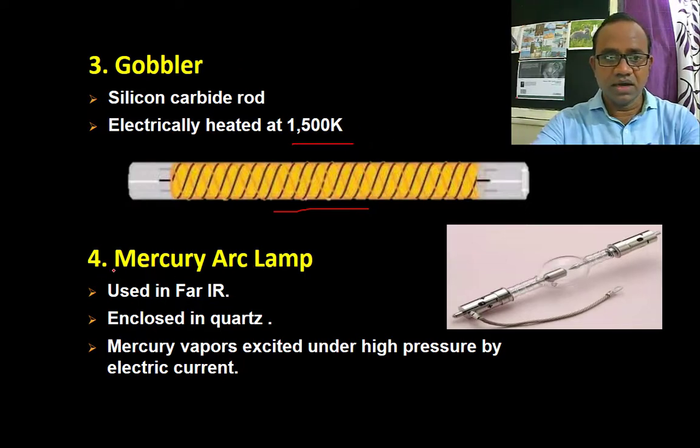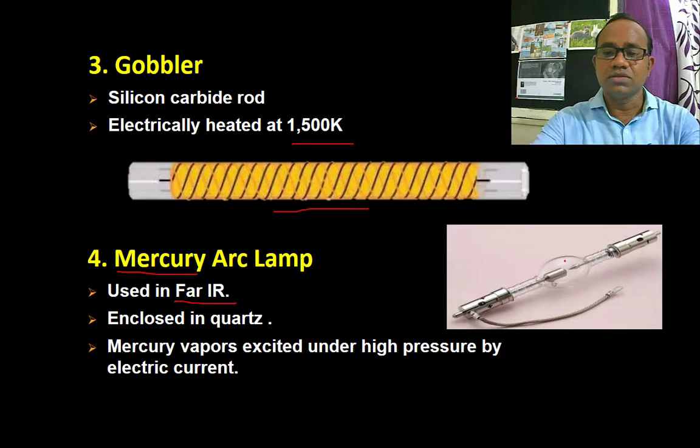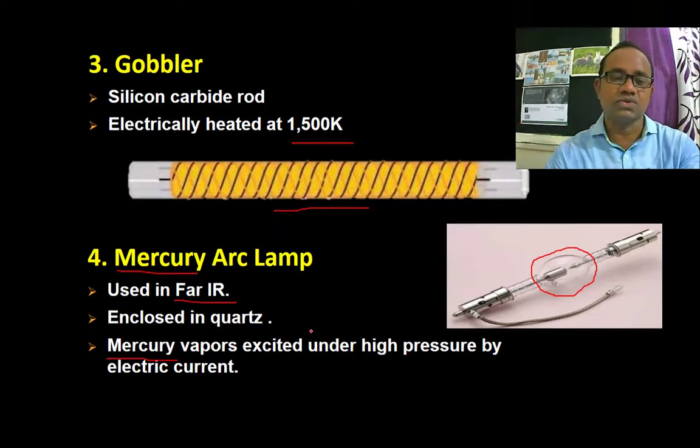Fourth is the mercury arc lamp. This mercury arc lamp is used to create far infrared light. It is mostly enclosed in a quartz tube, that is, a glass tube. Mercury vapor is heated in order to create the light. So these are the four different light sources.